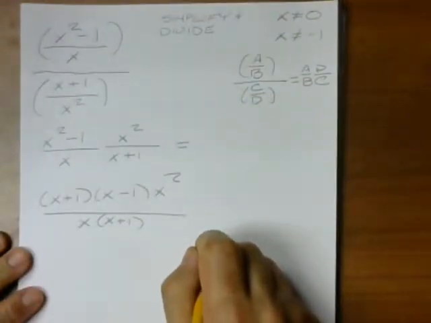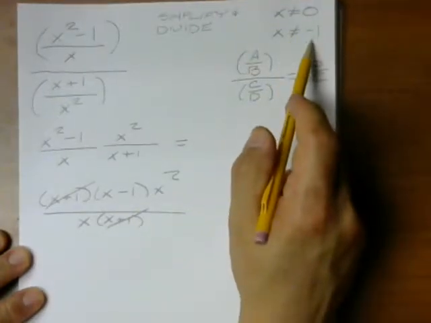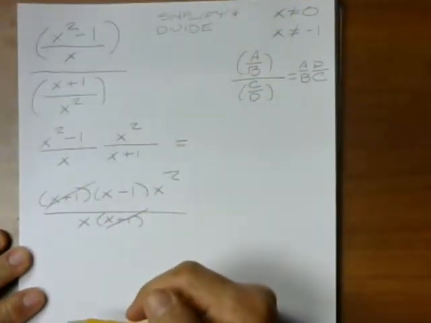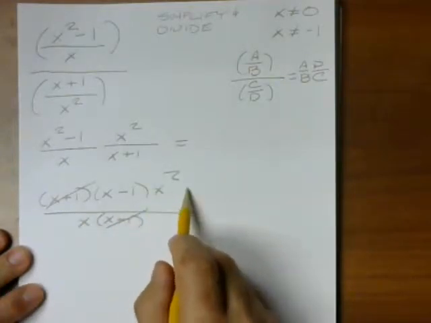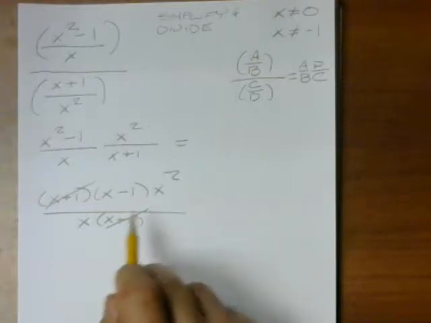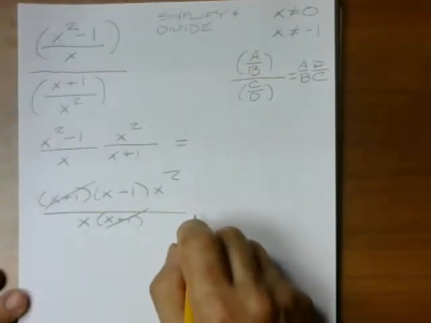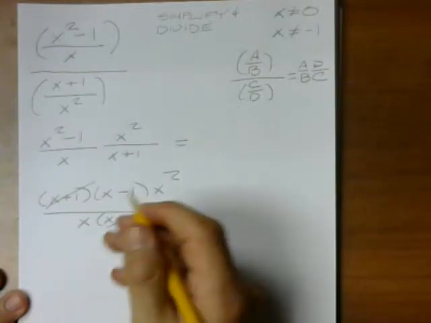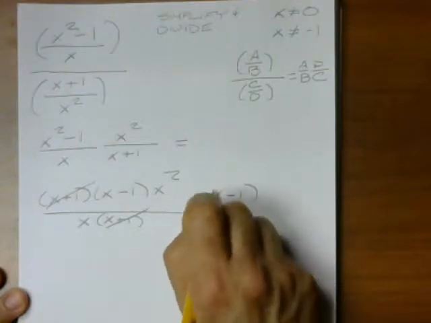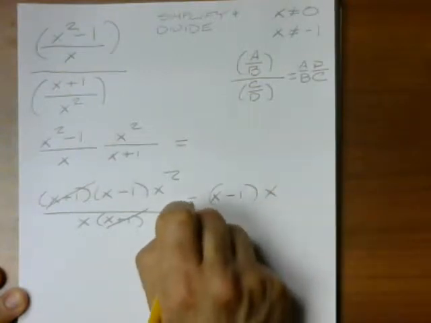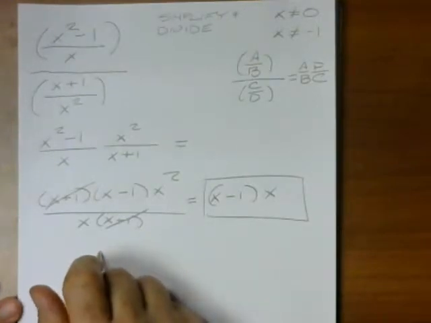Okay, so now what can I do? Well, I want to simplify, and I know that x is not negative 1, so I can do that without dividing by 0. And similarly, this x squared, that's just x times x. So I have two x's here and one x here. I can divide the top and the bottom by x as well. So if I do that, that just leaves me with a 1 in the bottom. And that's my answer, already factored.